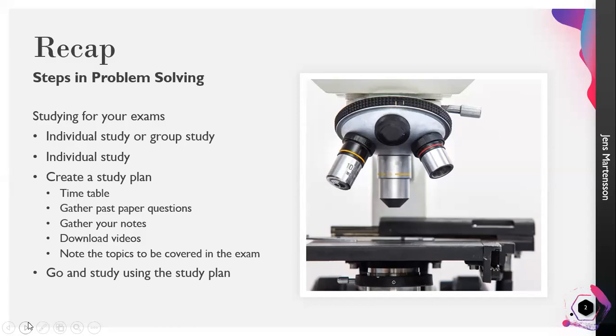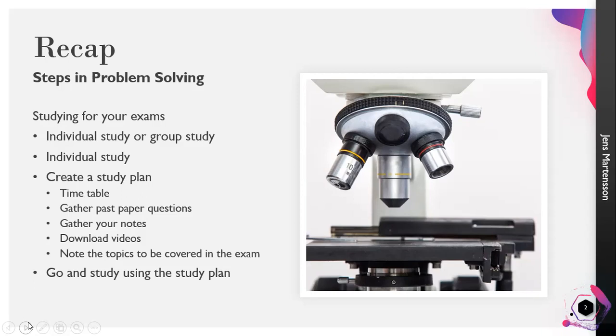The next step would be to look at proposing and evaluating possible solutions. In our example, we would want to determine whether or not an individual study or a group study would be most suitable for us. For myself, I like to study by myself for the most part. So let us select individual study. All right. So here I am choosing the best possible option for myself.